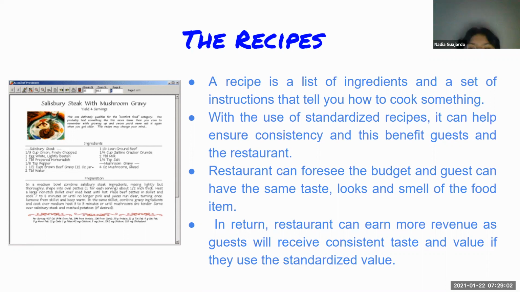A recipe is a list of ingredients and a set of instructions that tell you how to cook something. With the use of standardized recipes, it can help ensure consistency, and this benefits guests and the restaurant. Restaurant can foresee the budget, and guests can have the same taste, looks, and smell of the food item. In return, restaurants can earn more revenue, as guests will receive consistent taste and value if they use the standardized value.